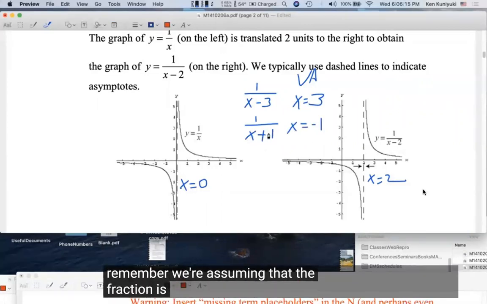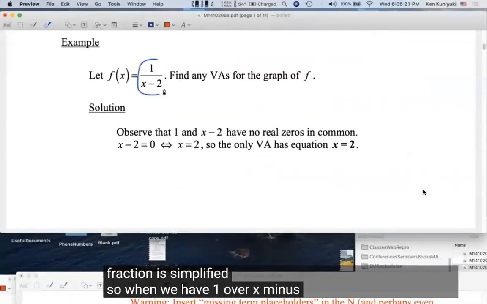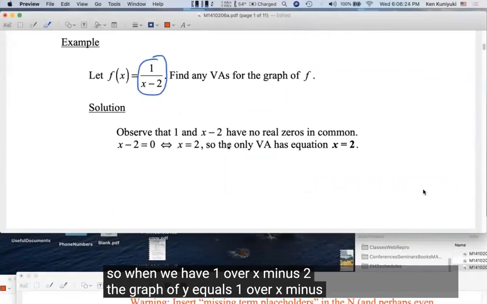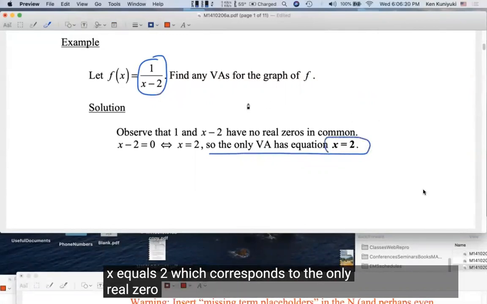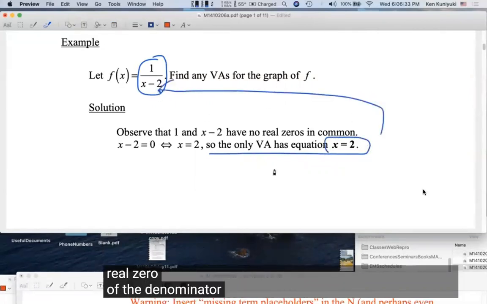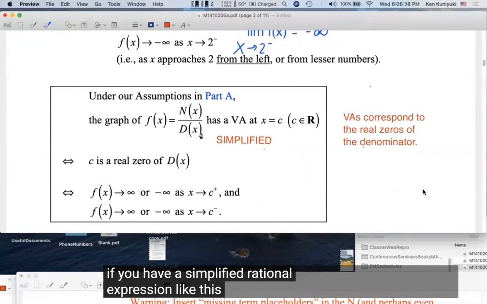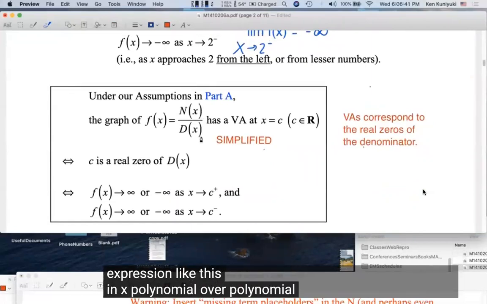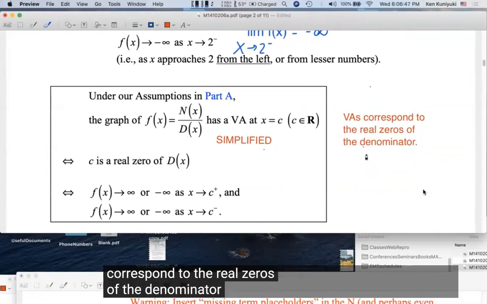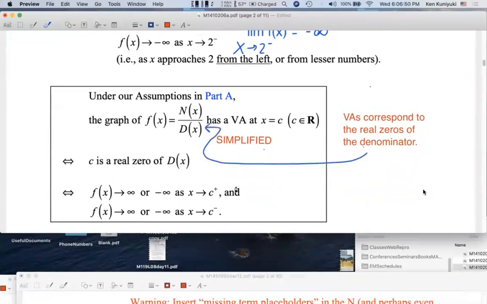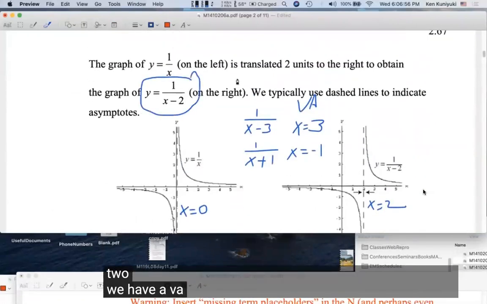Remember, we're assuming that the fraction is simplified. So when we have 1 over x minus 2, the graph of y equals 1 over x minus 2 has as its only VA x equals 2, which corresponds to the only real 0 of the denominator. In general, if you have a simplified rational expression like this in x, polynomial over polynomial, then the VAs, the vertical asymptotes, correspond to the real zeros of the denominator. So for example, y equals 1 over x minus 2, we have a VA at x equals 2.